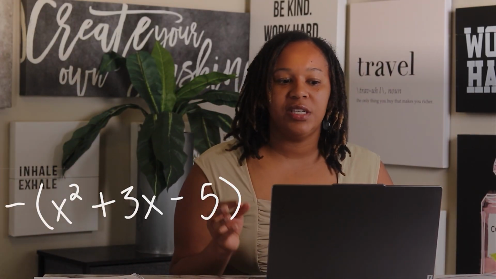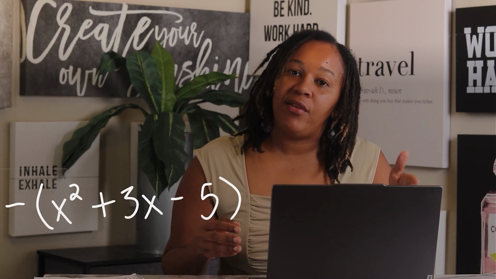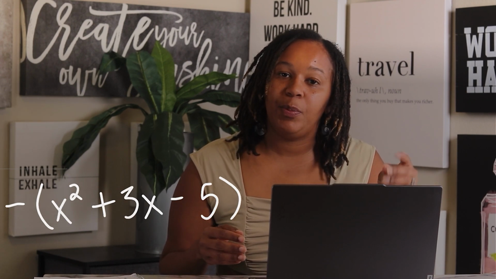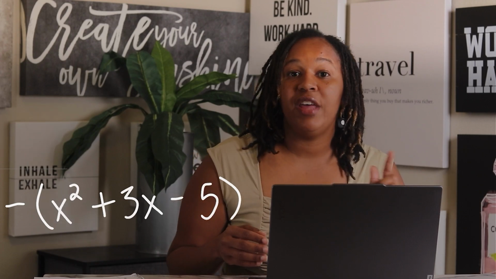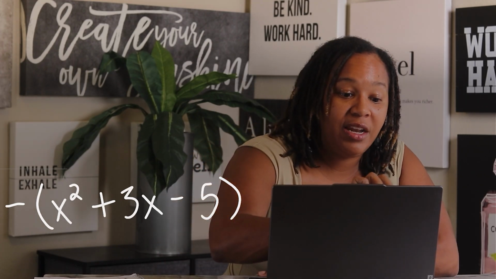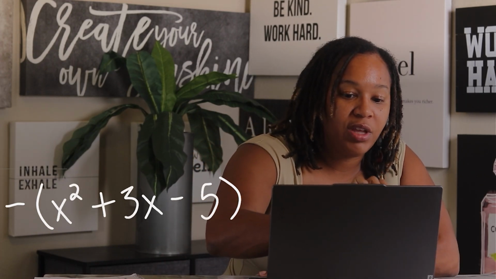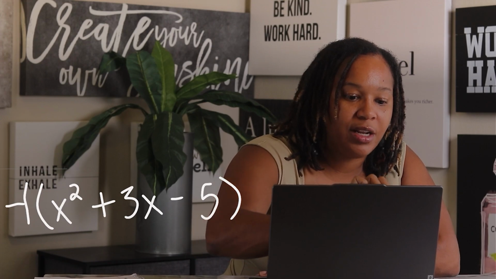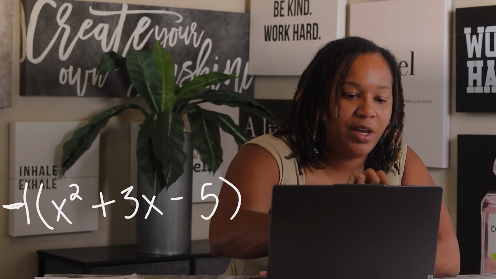So let's look at another example. Okay, in this second example, we want to simplify, now that's a negative sign outside the parentheses, x squared plus 3x minus 5. Now, it doesn't look like we have a number or a variable outside of the parentheses, but we actually do. That negative is actually a negative 1. So that's an understood 1 outside of that parentheses. So that's a negative 1 right there.